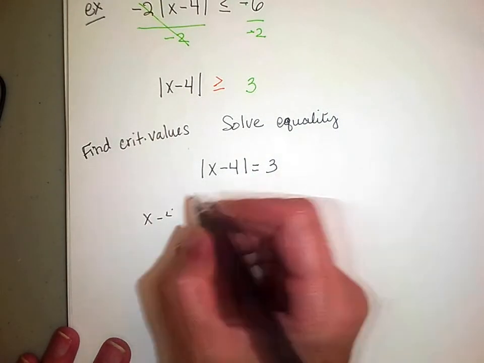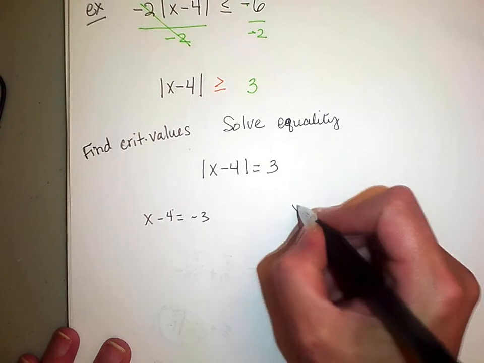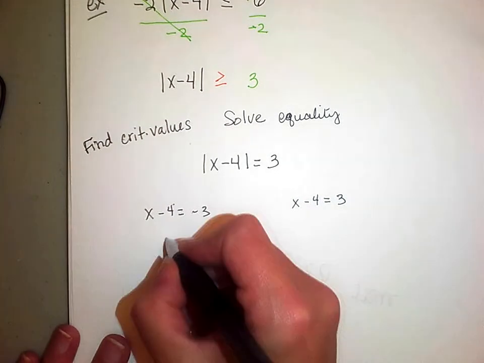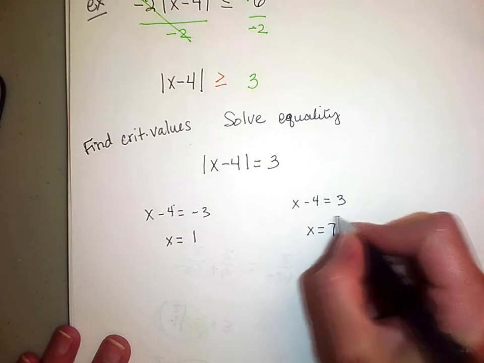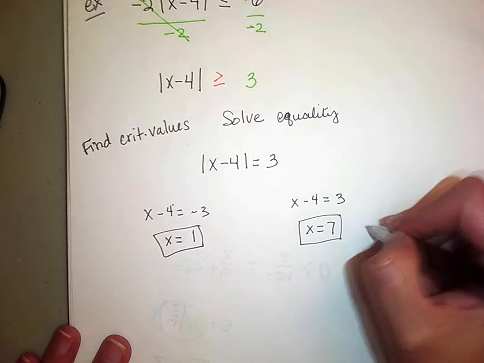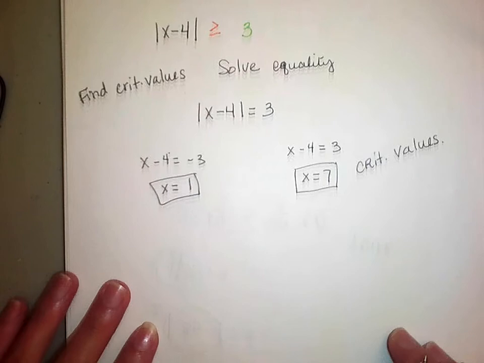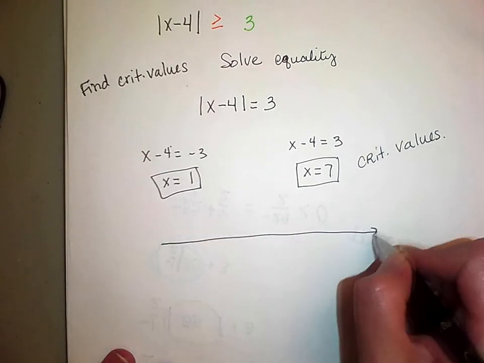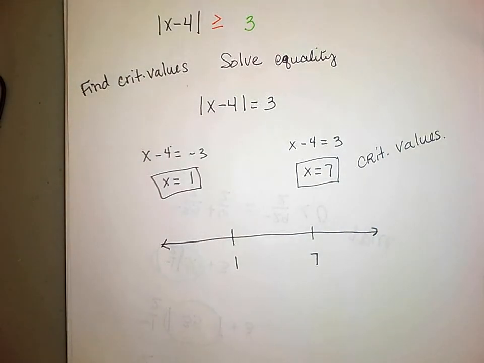So the absolute value of x minus 4 then will either be equal to negative 3, or x minus 4 will be equal to positive 3. Adding 4 to both sides, we have that x is equal to 1, or x is equal to 7. These are our critical values. That means they will break up the number line into 3 different intervals. And we need to pick test points in each of these intervals.